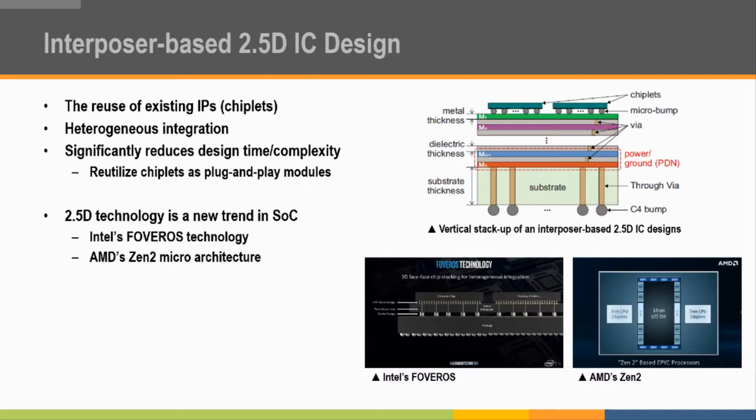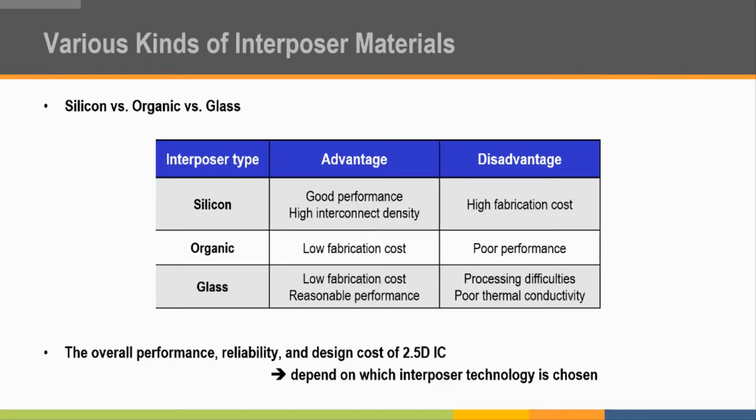The recent Intel's Foveros and AMD's Zen 2 architecture indicate that 2.5D technology is no longer an alternative to the traditional 2D SoC, but a new trend. In interposer-based 2.5D technology, silicon, organic material, and glass are commonly used for an interposer due to their characteristics.